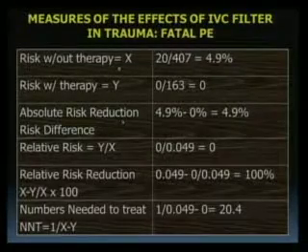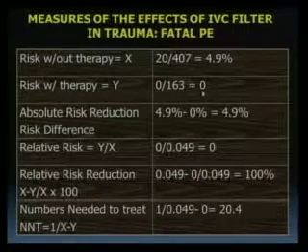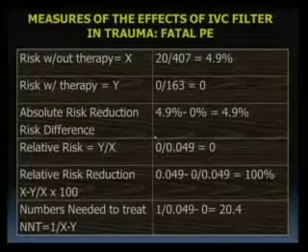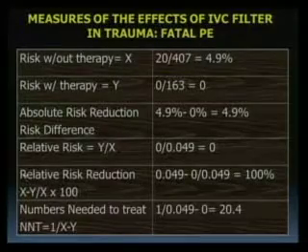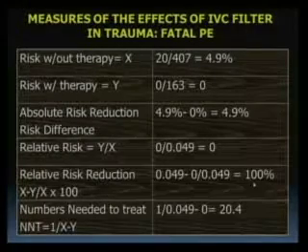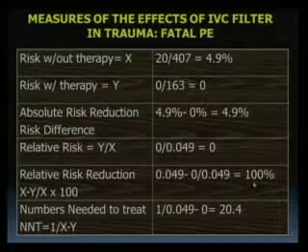The risk without filters, 4.9%. The risk with filters, 0%. And therefore, the absolute risk reduction is 4.9%. The relative risk is 0. And therefore, the relative risk reduction is 100%. When you look at the number needed to treat, it's 20.4.